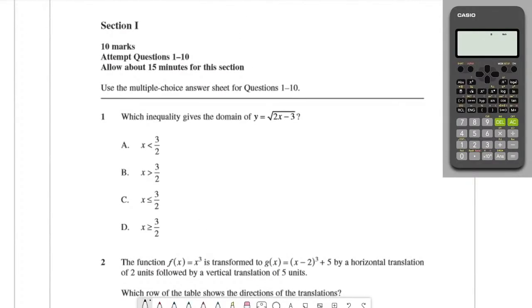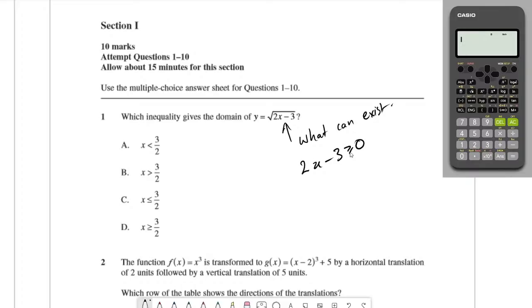Start with multiple choice, nice and easy. Which inequality gives a domain? In this case, domain is essentially what can exist. Basically anything inside a square root can't be negative, or in other words, it has to be greater than or equal to 0.